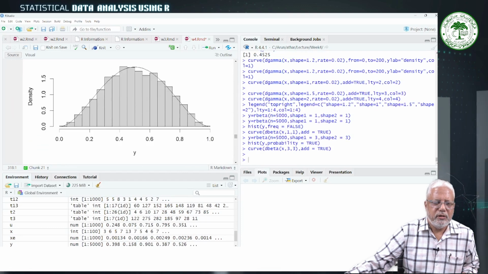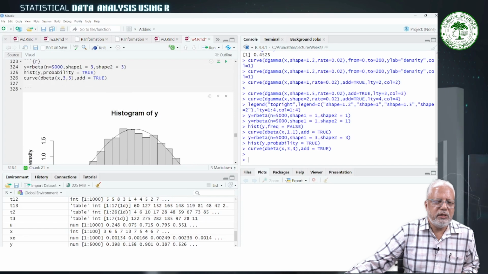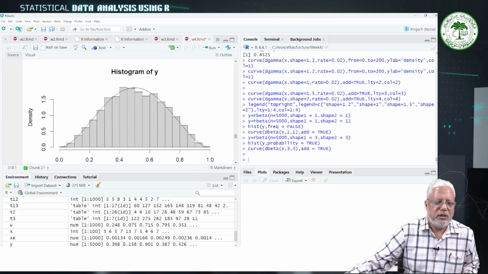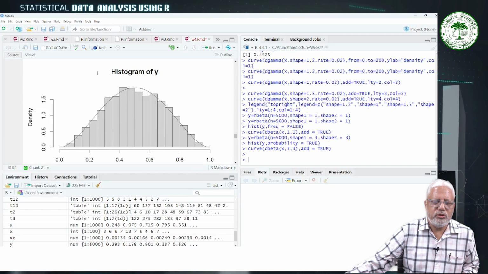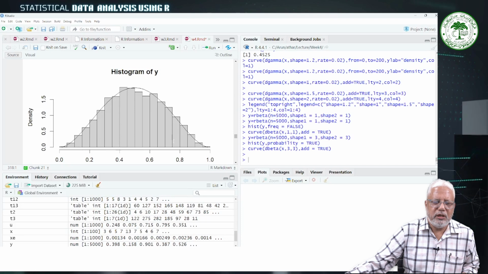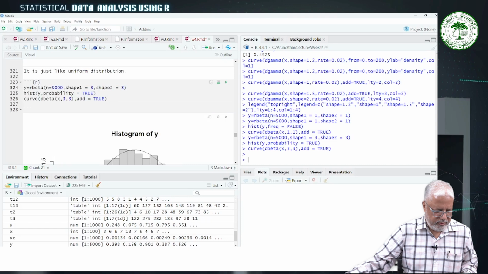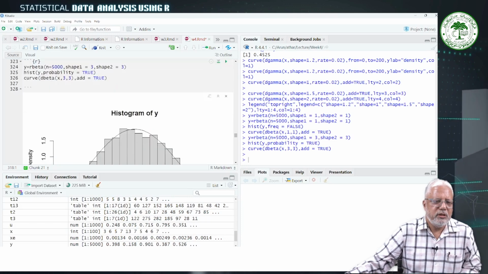See, it is again a symmetric distribution, and we are adding curve dbeta(x, 3, 3), add is equal to true. Since this is the exact curve of dbeta with shape 1 equal to 3 and shape 2 equal to 3, and these are the histograms generated on the basis of simulated data, both are matching, that means our distribution is correct.